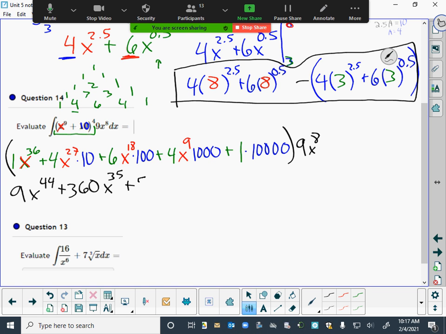plus 9 times 6 is 54 with a couple of zeros, and x to the 26th power, plus a 36 with 3 zeros, x to the 17th power, plus 9 with 1, 2, 3, 4 zeros, x to the 8th. So I changed my problem into this.